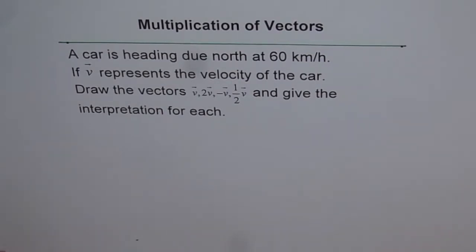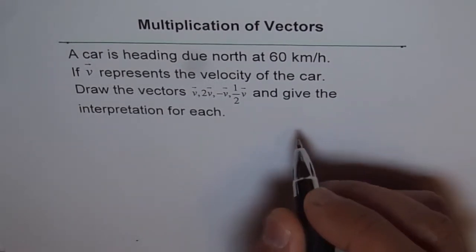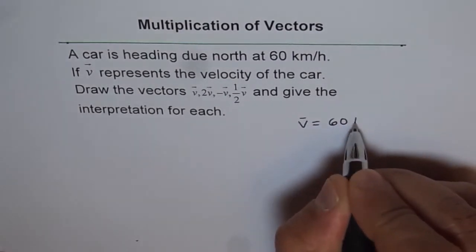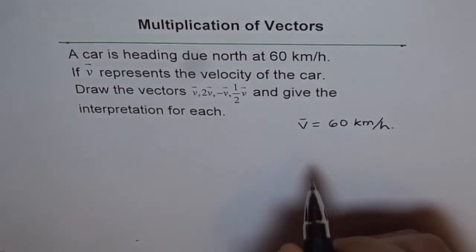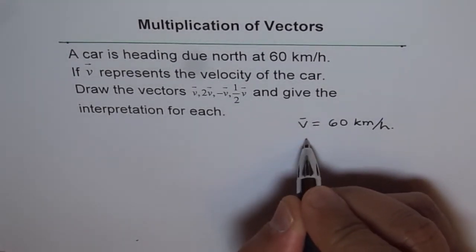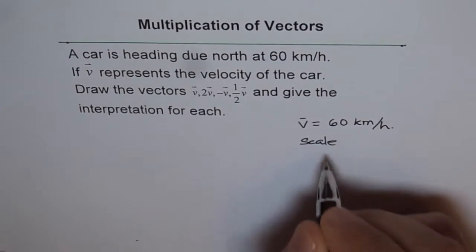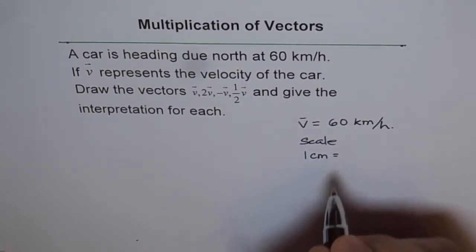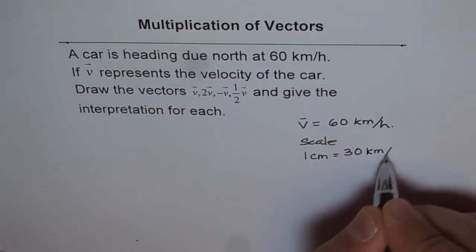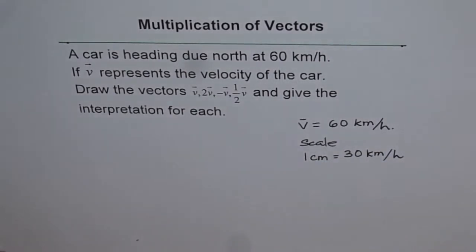interpretation for each. Okay, so we know that we are given v is equal to 60 kilometers per hour, right? Now to draw this vector v, let's select a scale. And let's say we have a scale which says 1 centimeter equals, let us say, 30 kilometers per hour, right? Now we'll use this scale and then draw our vector. So let's first draw vector v.